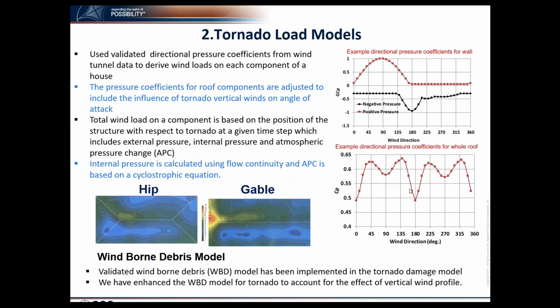And the total wind load is basically the wind pressure from the external wind and the internal pressure and the atmospheric pressure change in a tornado. And we used a validated windborne debris model that was developed explicitly for hurricane damage. We incorporated that model into this tornado damage model. We enhanced this model considering that the tornado vertical wind profile is completely different.